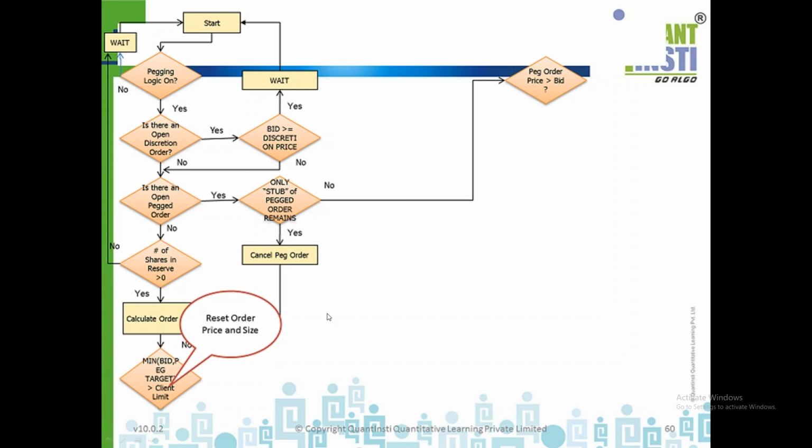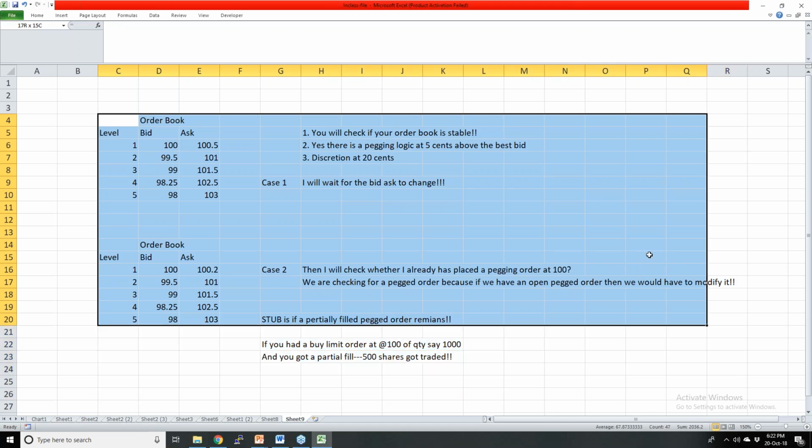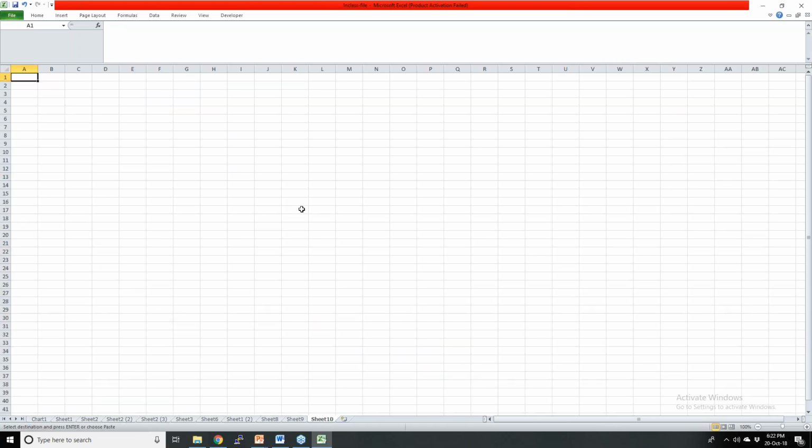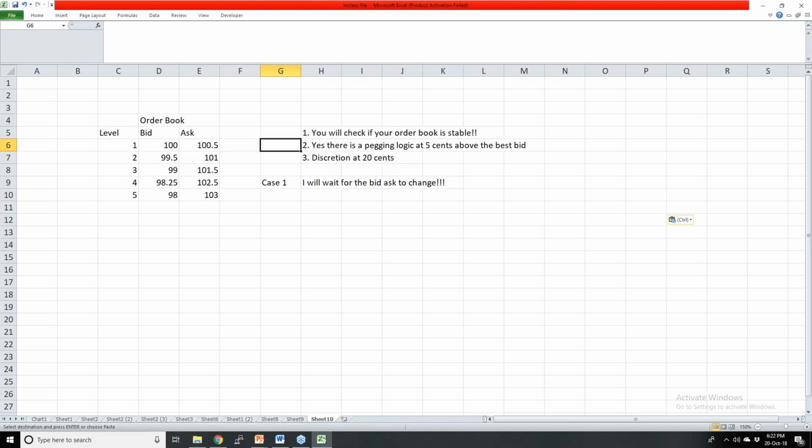So I hope the left side of this flowchart is clear, right? There's a question: if partial orders are getting traded, it has to be within the discretion range. Yes, so it's quite possible that your order book, you were here, right? And you had pegged an order at 100 and it's getting traded, right? So a case can be formed that this was the order book, right? So let me just build a case. This was your order book, right?